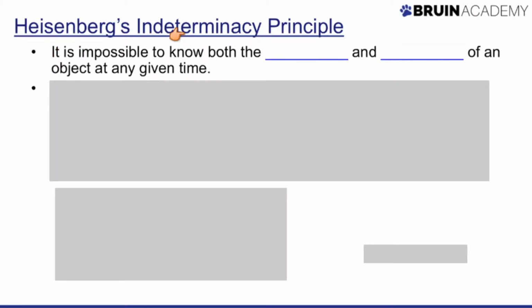So what does the Heisenberg's indeterminacy principle say? Well, it basically says that you cannot know two things about an object at any given time. And those two things are the velocity, or the speed, and the position, or the location. It's impossible to know both of these two things at any given time.